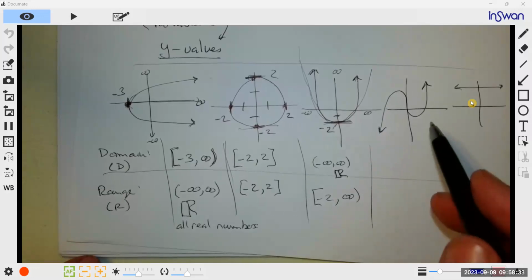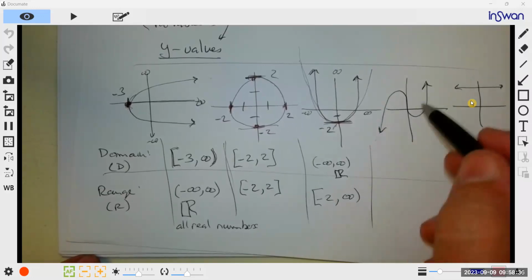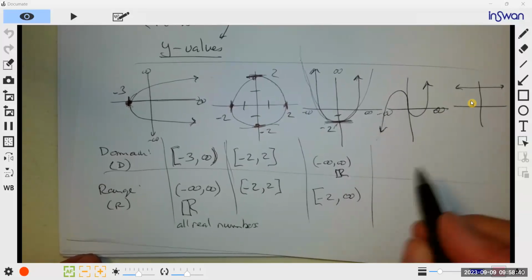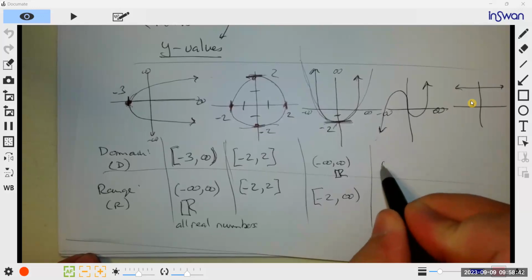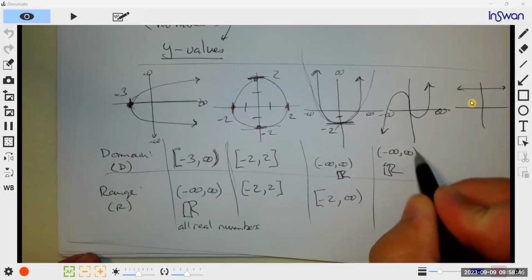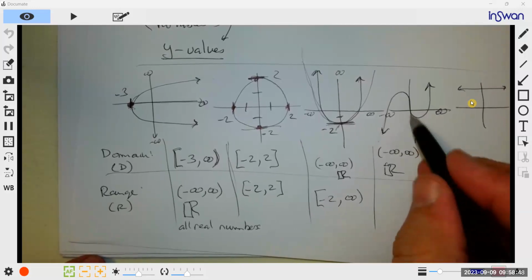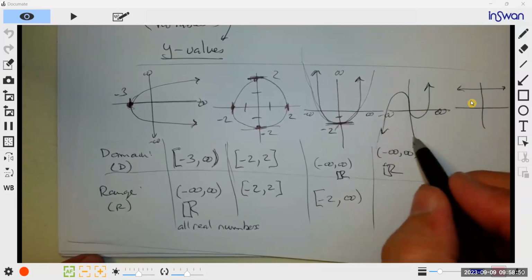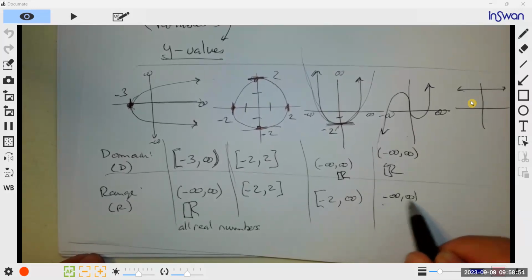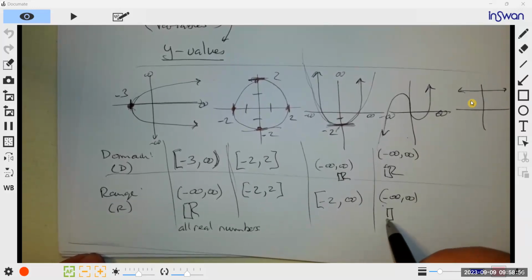This is a cubic function. You notice these go on forever and ever. So it goes from negative infinity to positive infinity. Likewise, vertically it goes down and it goes up. So it goes from negative infinity to positive infinity, or all real numbers.